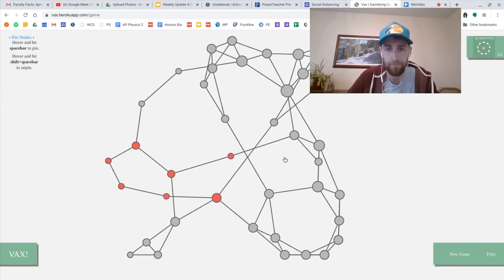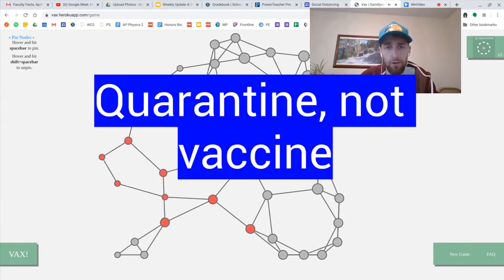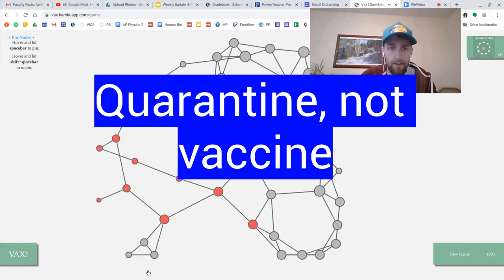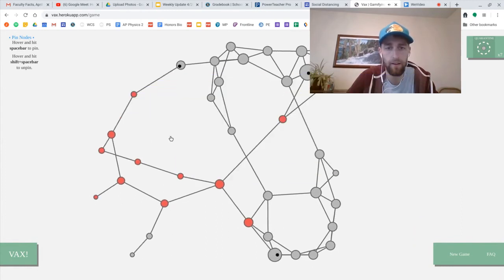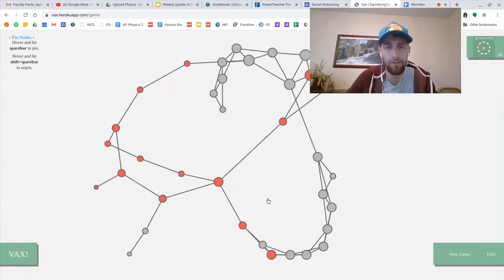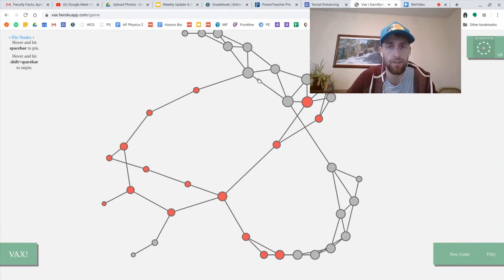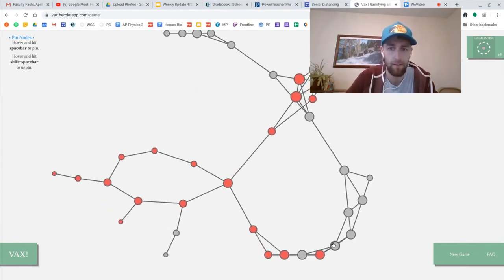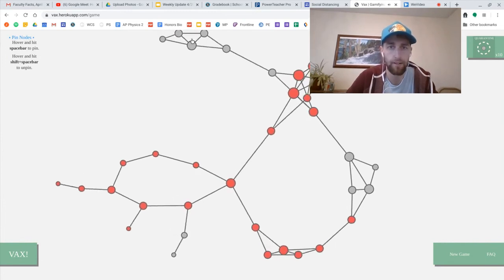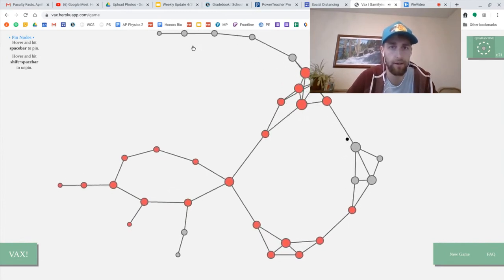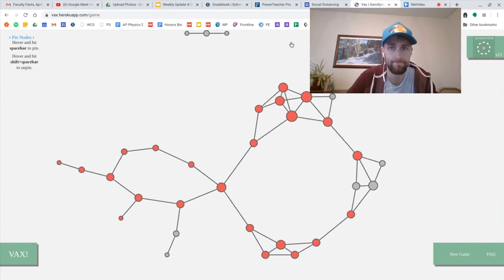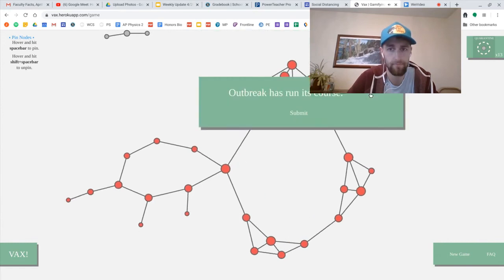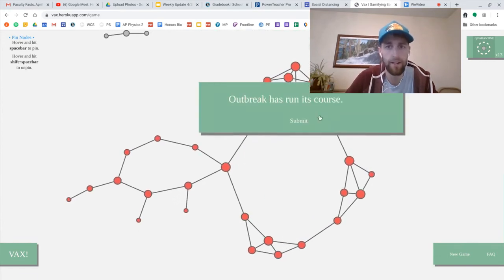Every turn, it lets you give the vaccine to one person to try to slow the spread of that disease. And you'll keep going until the disease has run its course. And it'll tell you when that is in the game. I'll just click on some random stuff here for you. See how we do. All right, outbreak has run its course.